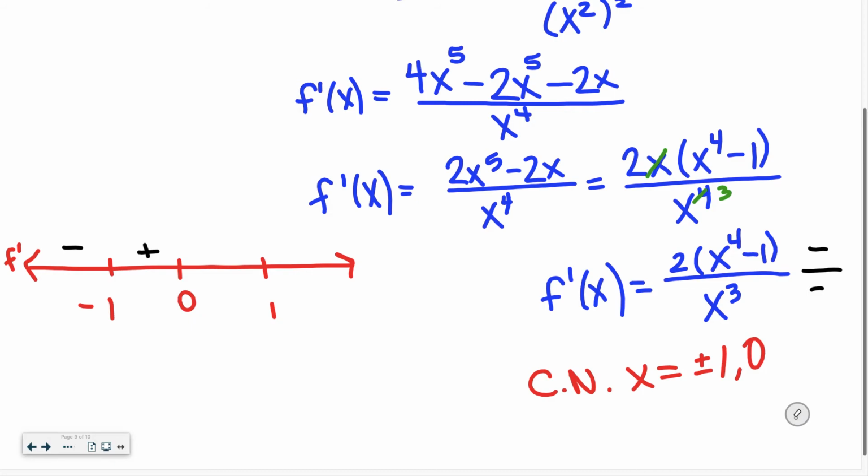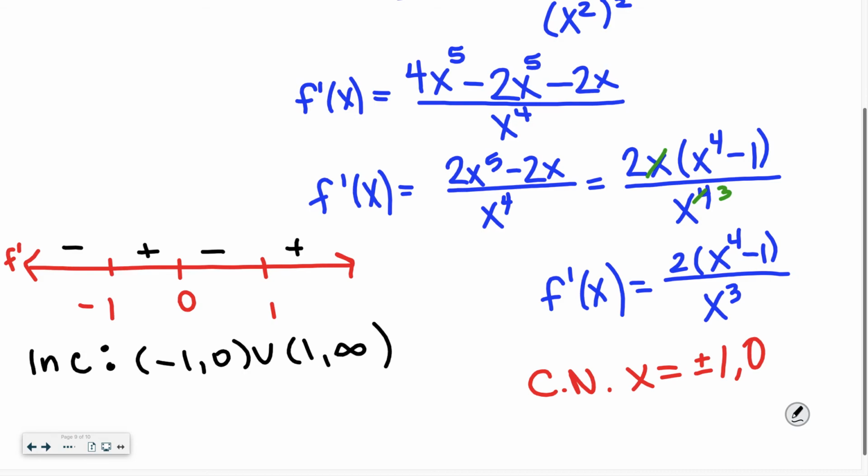Okay, what about positive 1/2? It would be a negative numerator over a positive denominator. And then positive over positive. Okay, so we have an increasing interval of negative 1 to 0 and 1 to infinity. We have decreasing intervals, negative infinity to negative 1 and 0 to 1.